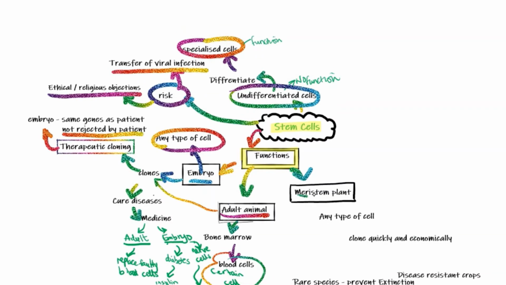In plants, the stem cells are found in the meristem. These can differentiate into any type of cell. They can differentiate throughout the entire life of the plant. The stem cells can be used as clones, and they clone quickly and economically. They can be used to grow more plants and rare species, and this prevents extinction. Or they can be used to grow disease-resistant crops, which will be beneficial for farmers.